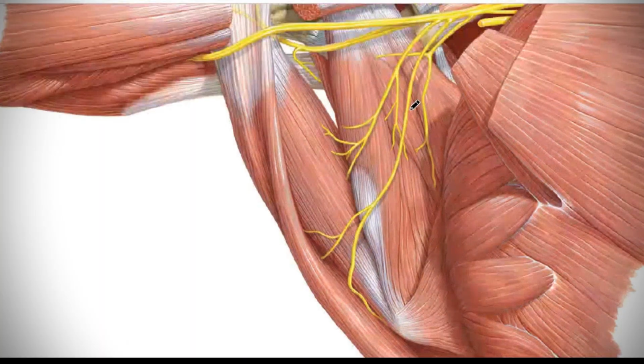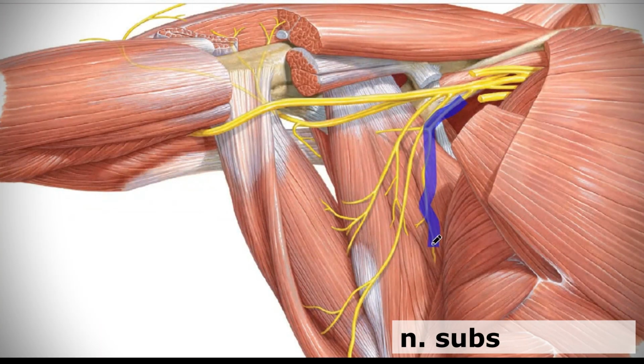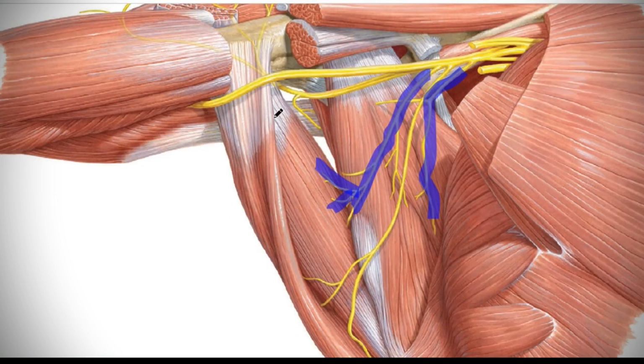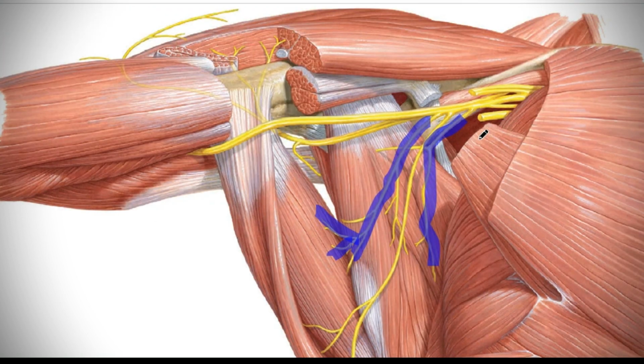And the last one is nervus subscapularis, nervus subscapularis superior and nervus subscapularis inferior, upper and lower. So nervus subscapularis, first of all, innervates the muscle with the same name. It innervates musculus subscapularis, and the lower part of this nerve also innervates, as you can see, musculus teres major. So here you have 3 nerves that go to scapula.